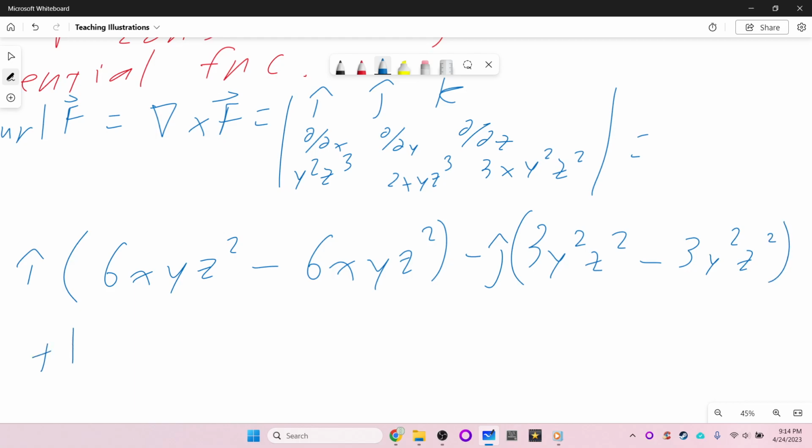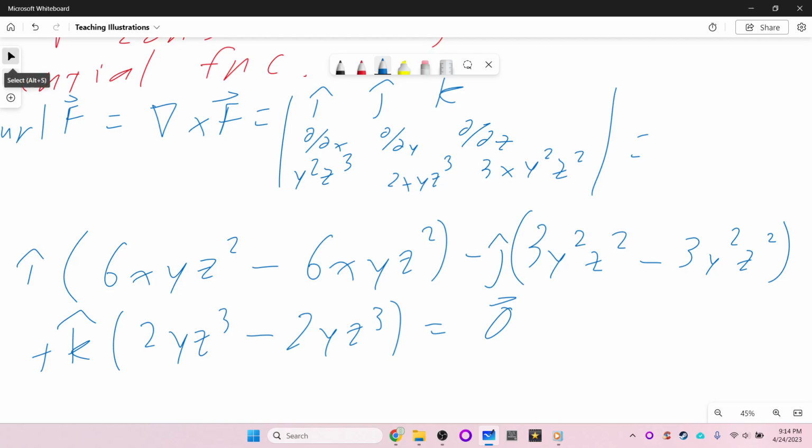Okay, plus k hat. Then we say 2yz cubed minus the y derivative here would be 2yz cubed. It comes out to the 0 vector. Okay, so it is conservative, therefore a potential function exists. Now it's our job to track it down.